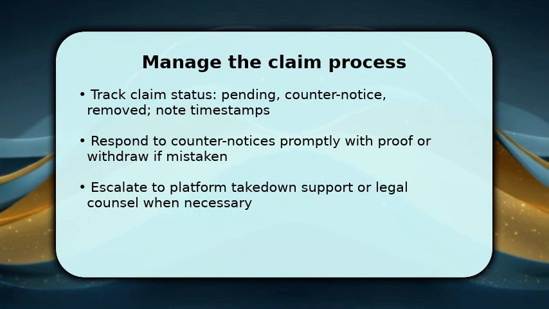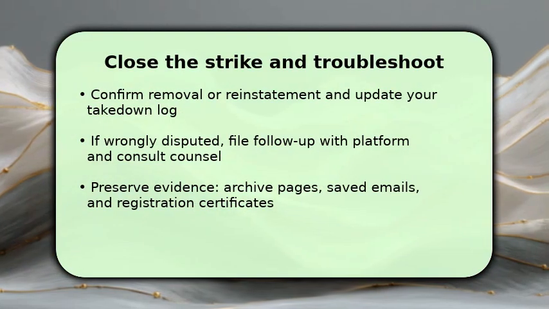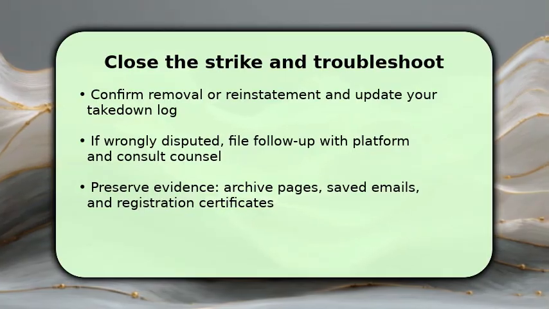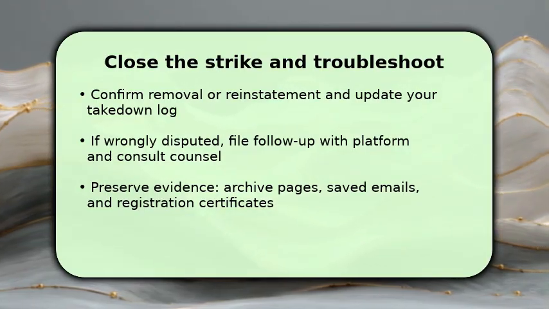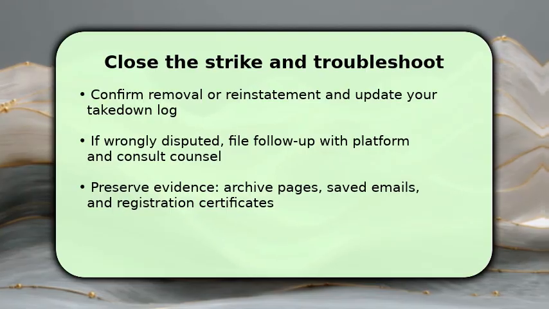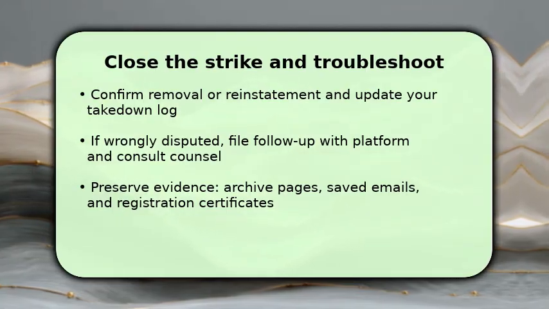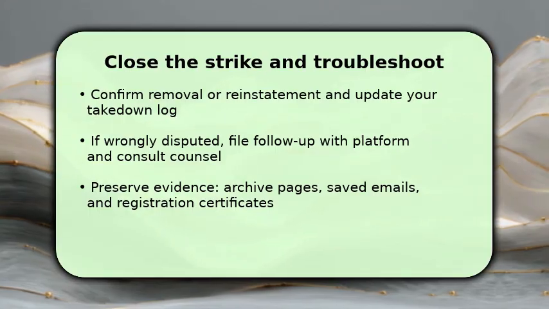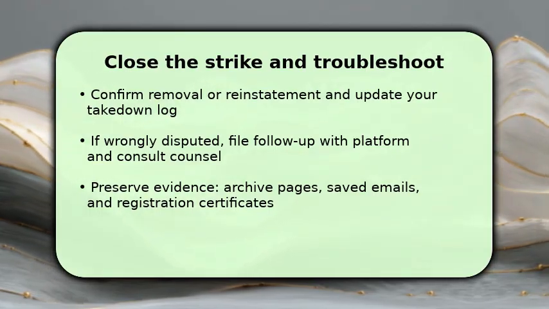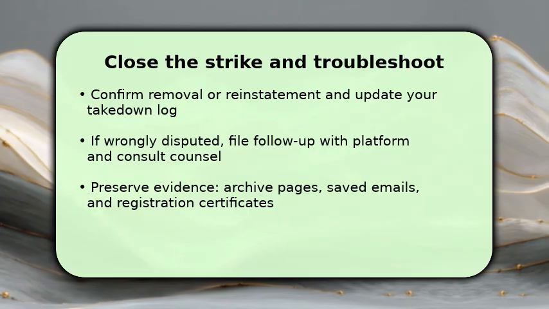Finally, verify the outcome. Content removed, blocked, or retained, record the final status and any DMCA ID. If the counter notice was improper and the platform restored content, file a follow-up with more evidence and ask for escalation. If the platform refuses, consult an attorney for next steps.